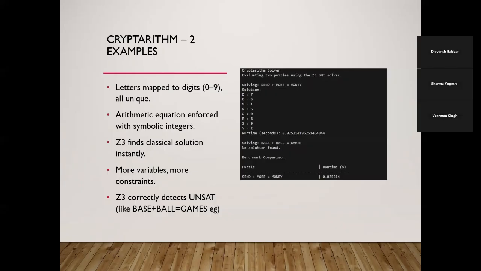Z3 finds the classical solution almost instantly. For the second puzzle, BASE plus BALL equals GAMES. Z3 correctly determines that the puzzle is unsatisfiable, demonstrating its ability to detect no-solution cases. Now I'm going to pass my presentation to my teammate Divyansh.